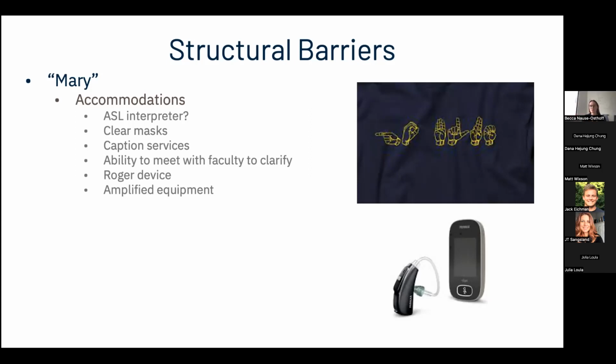The clear masks we've talked about, ability to meet with faculty to clarify, a Roger device, which is like a wireless or Bluetooth amplifier, and other amplified equipment, like a stethoscope. If you think about the operating room, can you think of what challenges we might encounter in the OR?